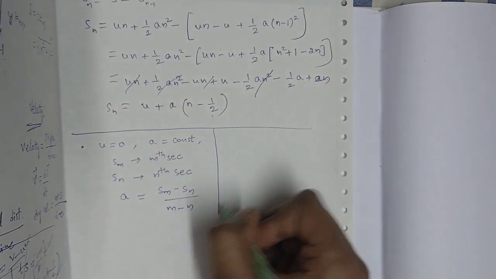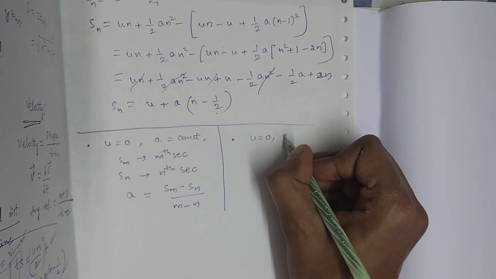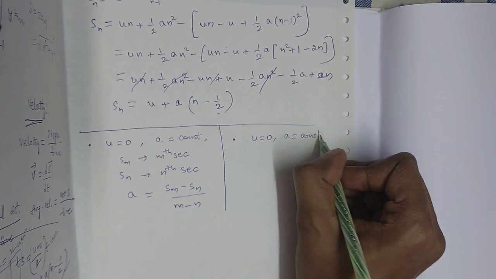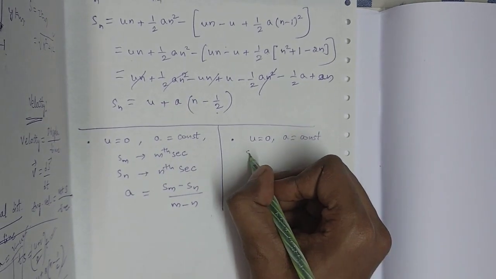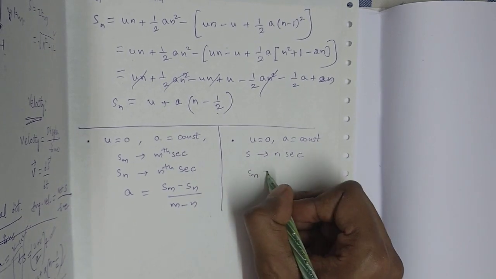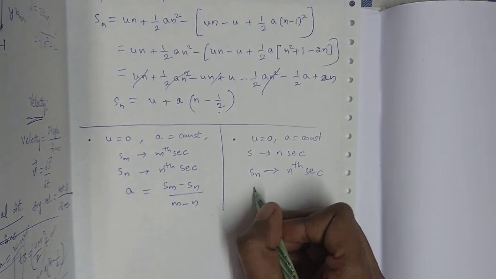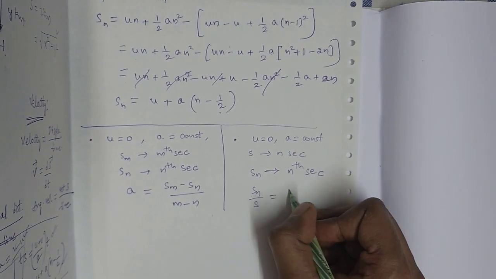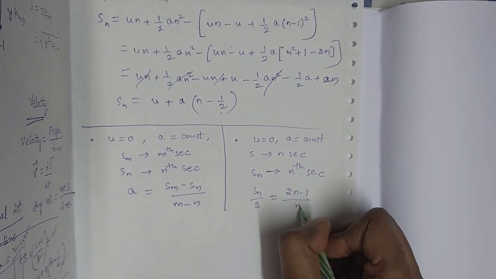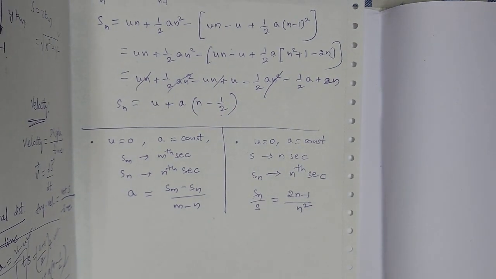If we consider another case, if the particle starts from rest with constant acceleration, and it travels s in n seconds, Sn is the distance traveled in nth second, then Sn by s equals 2n minus 1 by n square. These two formulas are derived from the basic formulas which have been discussed earlier.